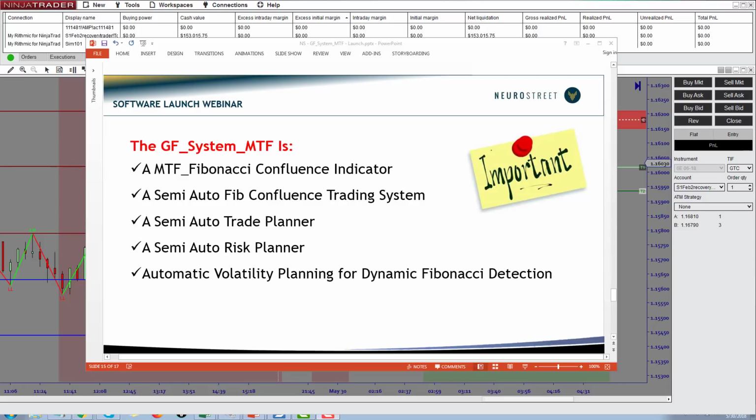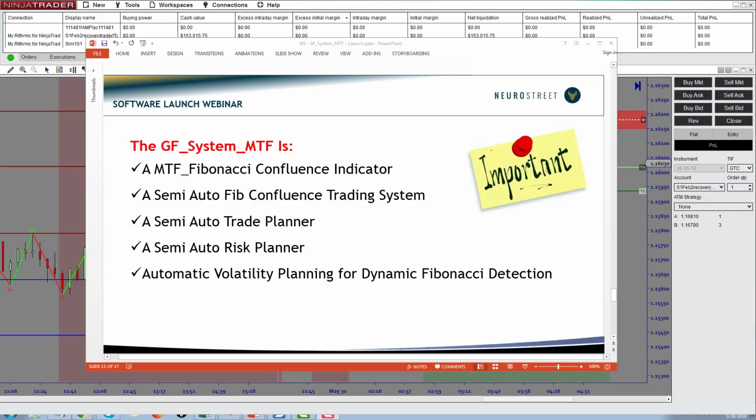Now, what is this semi-auto that everybody keeps talking about? Well, we've integrated everything that you could possibly think of for a trading system in an automated fashion. The only thing that it doesn't do is take your orders for you. It's not a trade management suite. It's a semi-automated trade system. So what does that mean?